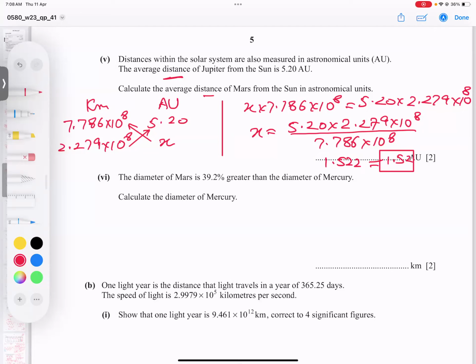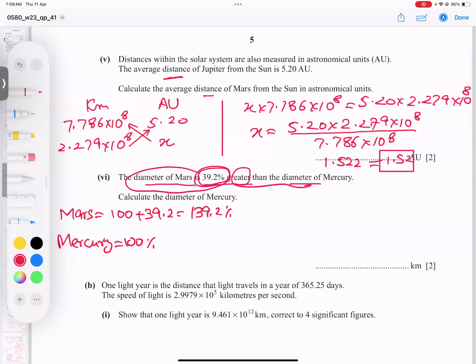The diameter of Mars is given as this much. You can see here, the diameter of Mars is 39.2% greater than the diameter of Mercury, okay? So Mercury we have to find. Make sure the diameter of Mars is 39.2% greater as compared to Mercury. So I can say I will take Mercury as 100%, and so it will add, giving 139.2%. I believe you got the point. Repeat again: the diameter of Mars is 39.2% greater. Greater means I will add it to 100, taking Mercury as 100%. So I think you got the point clear now.